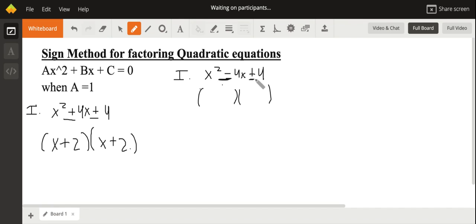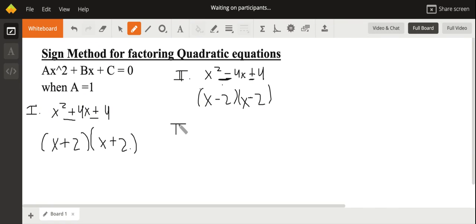So the first one tells you if they're the same or not. Technically, the second sign is telling you which sign or which factor is greater. But if they're both the same, it doesn't matter. So two factors of positive 4 that add up to negative 4 will be negative 2 and negative 2, right? So that was scenario 2.